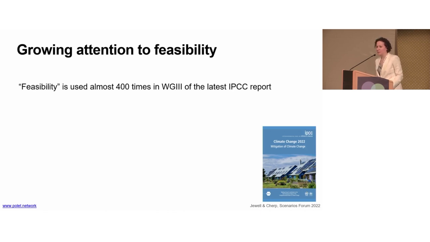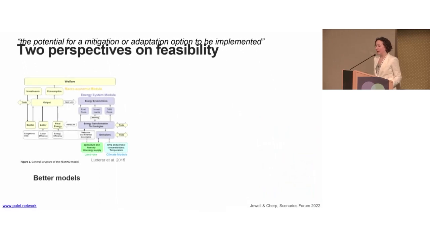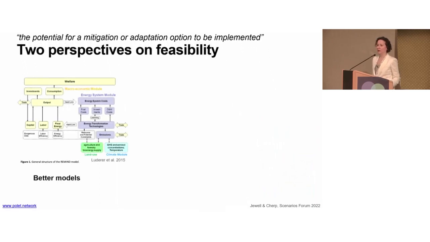And why is there this increasing attention to feasibility? Well, we think this increasing attention is paradoxically because of the increasing seriousness about addressing climate change. Instead of it being a mind game that scientists discuss at climate change conferences like ours, policymakers really want to know how to implement solutions in the real world. And that is why the IPCC defines feasibility as the potential for a mitigation or adaptation option to be implemented. And there are two angles which approach this question of implementing options in the real world.